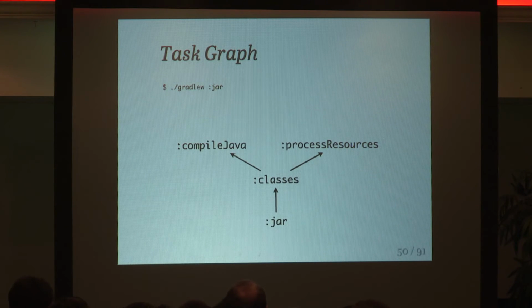So Gradle knows that to build jar, I need to build classes, and to build classes, I need to build compile Java and process resources. So just to walk through that process, I asked Gradle to build a jar. It will start here. It will check, okay, I need to run this task. Have all of my dependencies been met? Nope, I haven't built classes yet. And the same thing for classes. Are all of my dependencies met? Nope. So let's try to build compile Java.